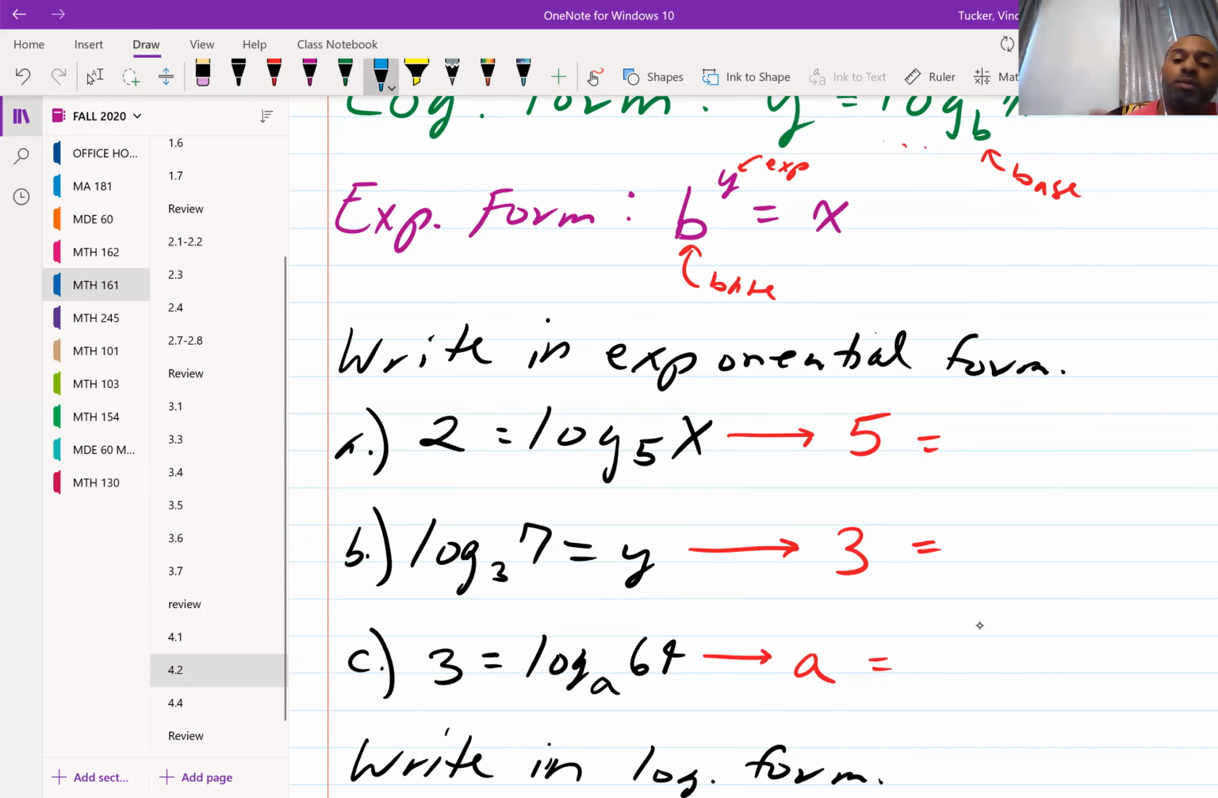from log to exponential form is to start off with the base. The base is going to be the same no matter which relationship you're writing. So we have 5 is the base of my log. So 5 is going to be the base of my exponent. So the x is next to the 5 in my log form. So that means it will not be next to the 5 in my exponential form. So it'll be 5 to the second power equal to x.